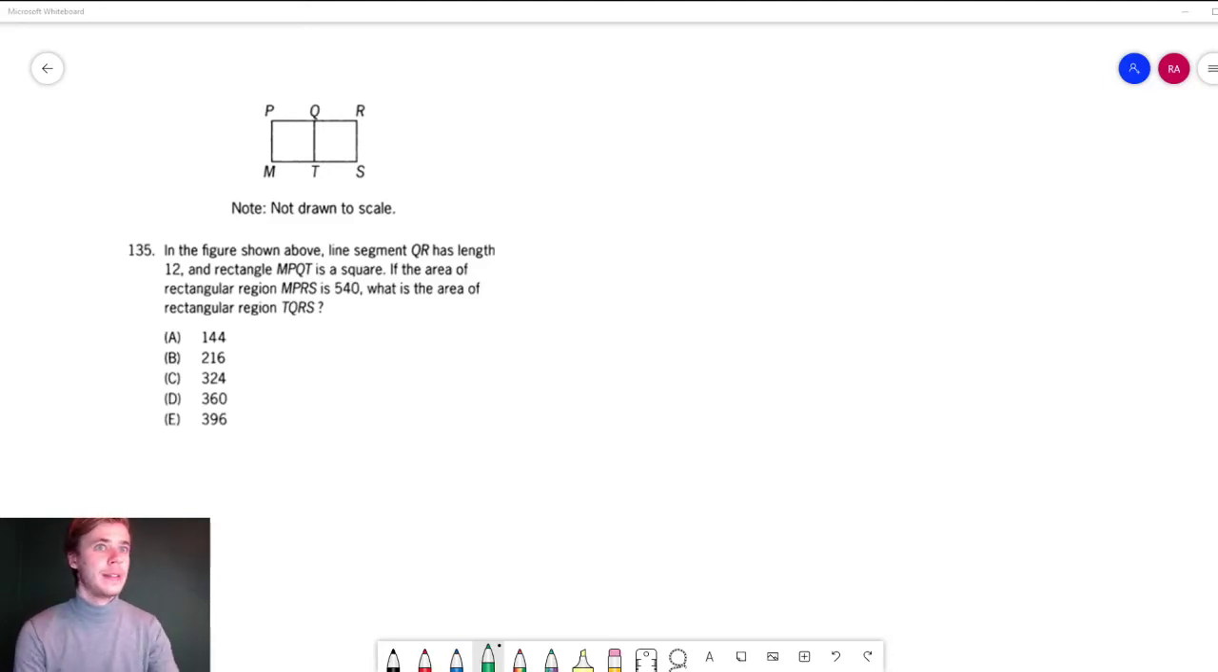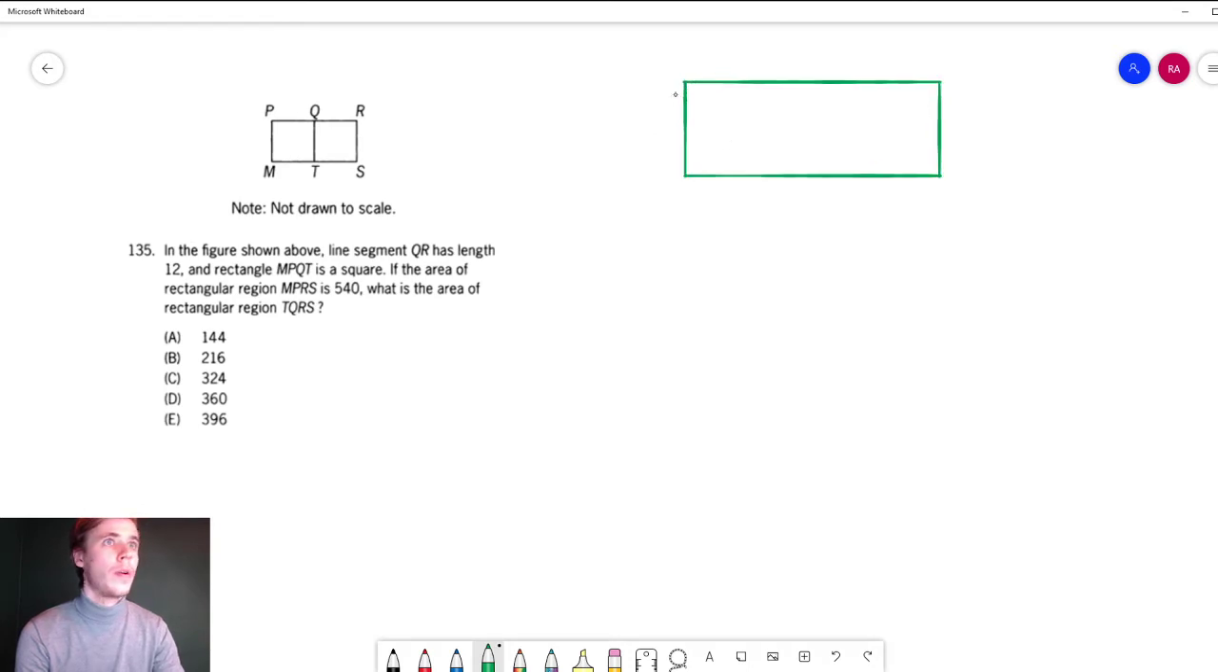Okay. Second question, definitely not an easy one. The question is about the figure P, Q, R, S, T, M. And the info we get is that QR is 12, so this part is 12.